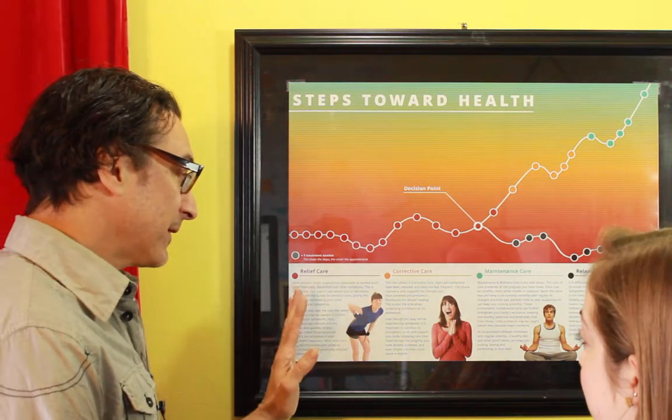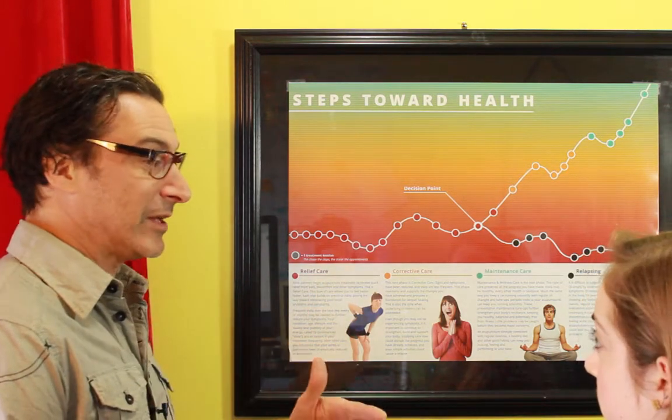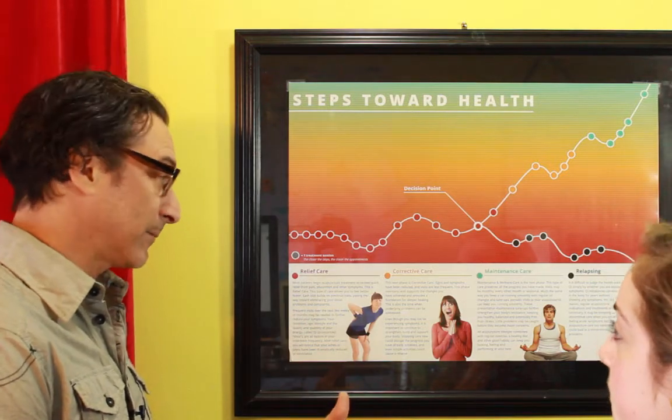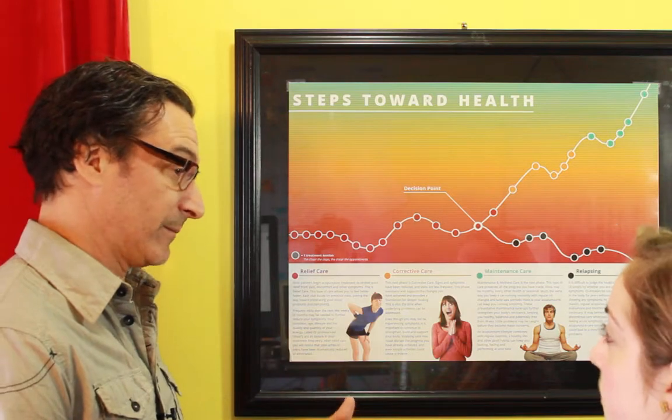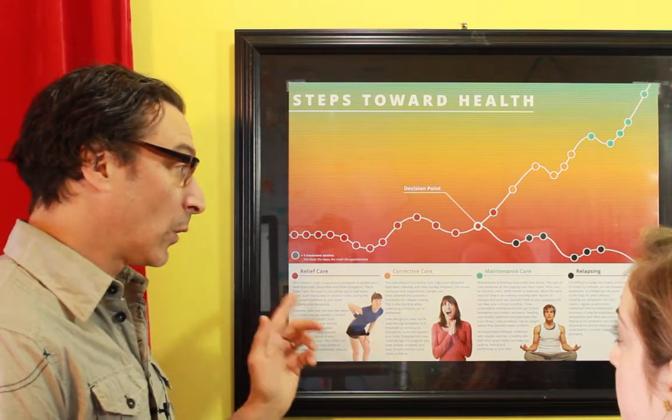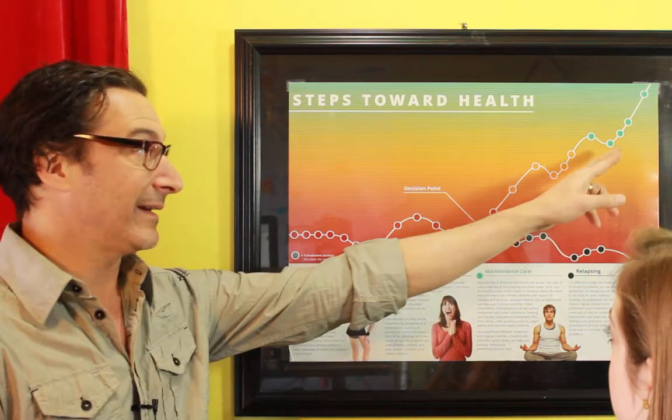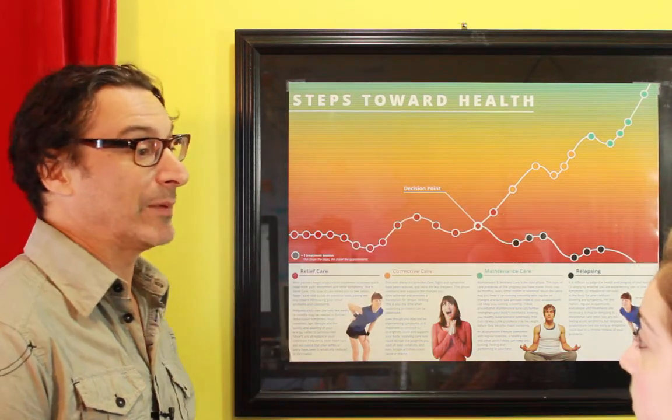So in this phase of care, in relief care, my goal is to get you out of pain as quickly as possible. And that's why treatments are close in between with each other. And my goal is ultimately to get you to this phase of care called maintenance care and wellness care. And I'm going to show you how we get there in a second.